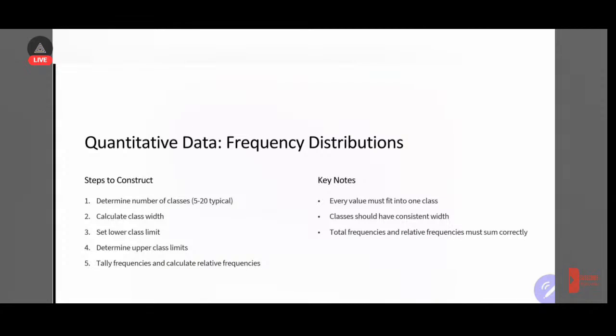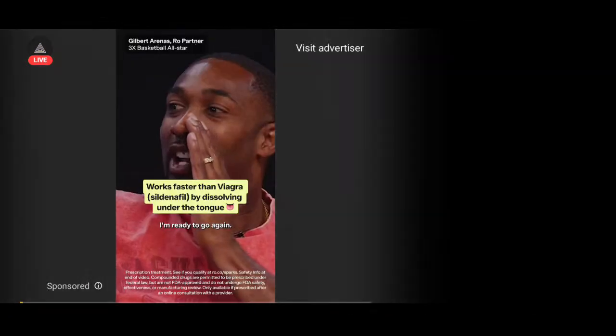And here, I want to talk about quantitative data, which is going to be in the form of grouped data. Now, there are some steps we need to follow. For you to construct the frequency distribution, the first thing we have to do is to determine the number of classes.